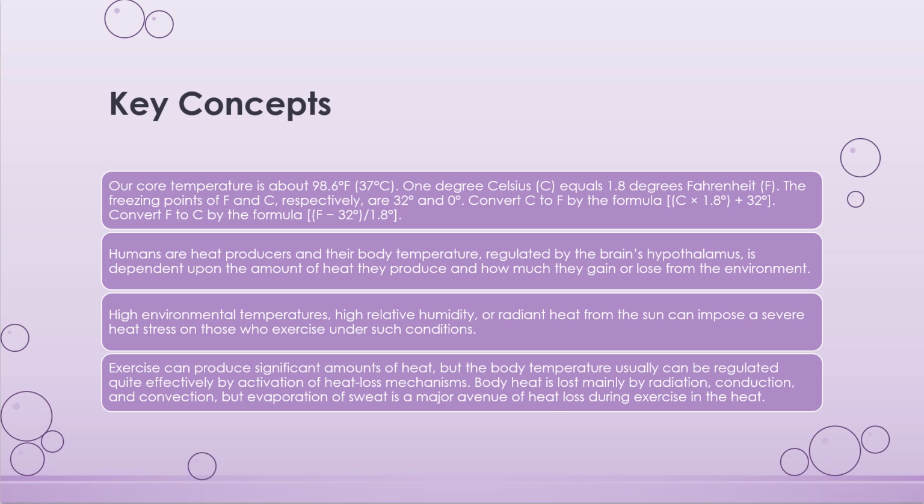Humans are heat producers, and their body temperature is regulated by the brain's hypothalamus, which is dependent upon the amount of heat they produce and how much they gain or lose from the environment. High environmental temperatures, high relative humidity, or radiant heat from the sun can impose a severe heat stress on those who exercise under such conditions. So exercise can produce significant amounts of heat, but the body temperature usually can be regulated quite effectively by activation of heat loss mechanisms. Body heat is lost mainly by radiation, conduction, and convection, but evaporation of sweat is the major avenue of heat loss during exercise in the heat.